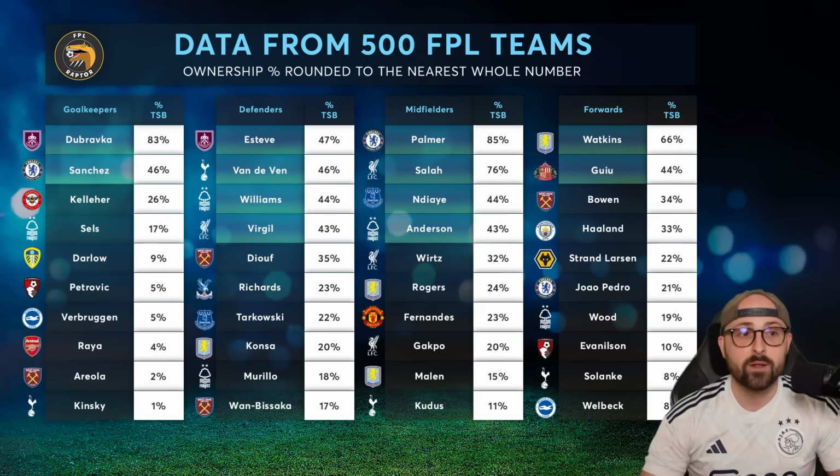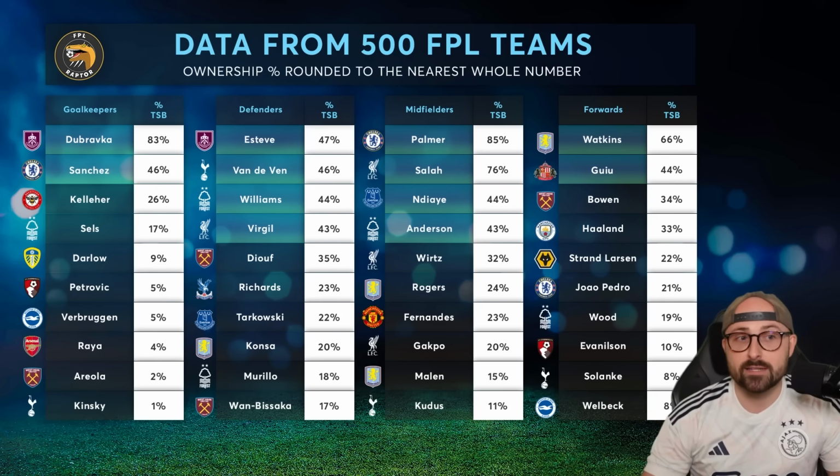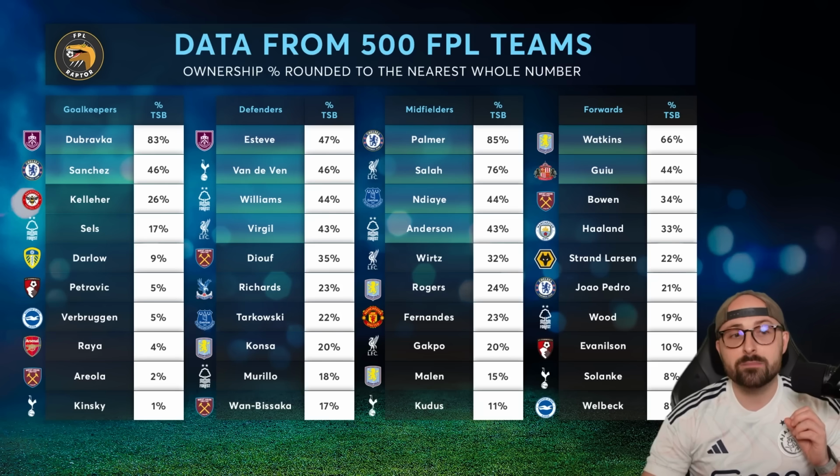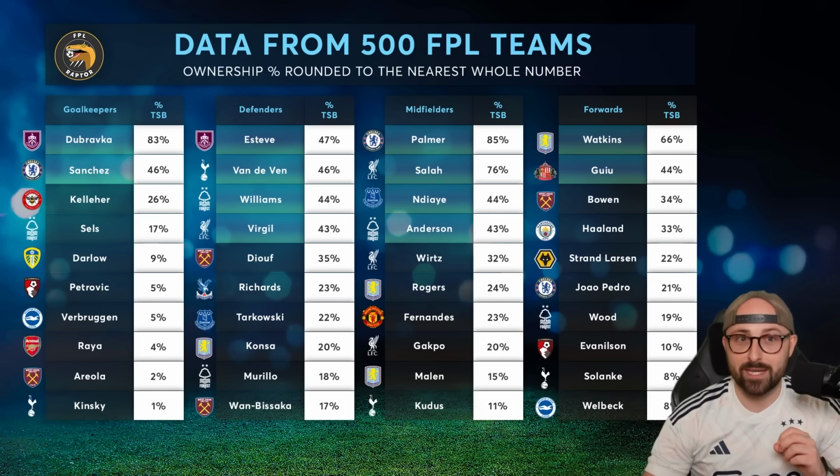You've got Rodon as well. There are lots of decent Leeds 4 million defenders you could go for. But for that reason, Steve and Dubravka are in a lot of teams. Arguably the most shocking percentage for me out of all of these players was Van de Ven at 46%. Basically, half of managers have got Van de Ven.